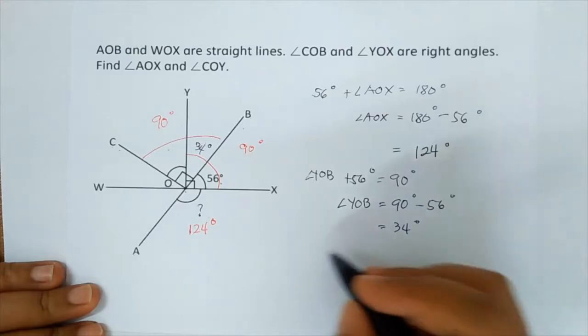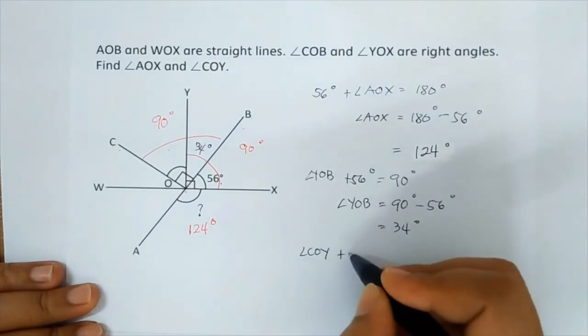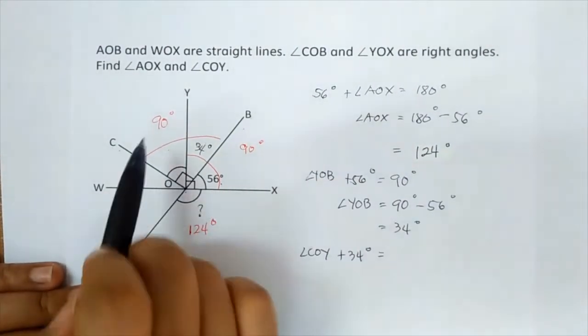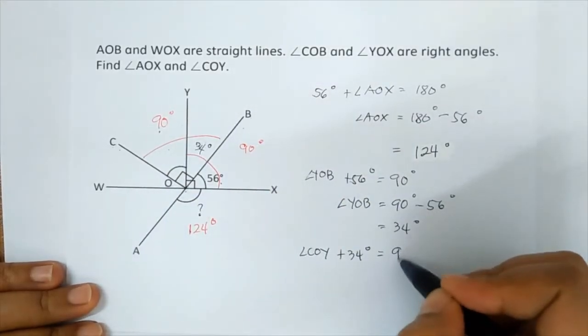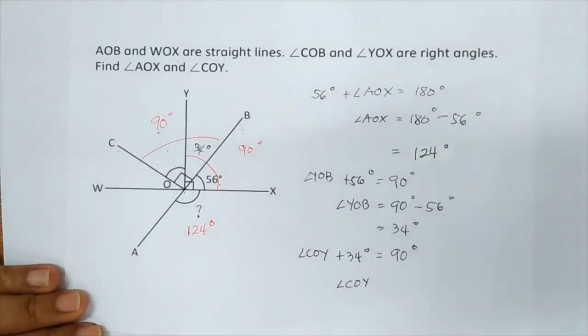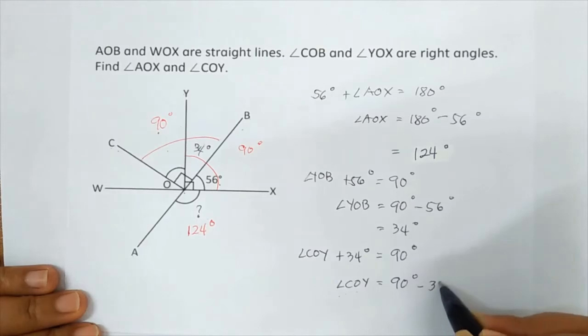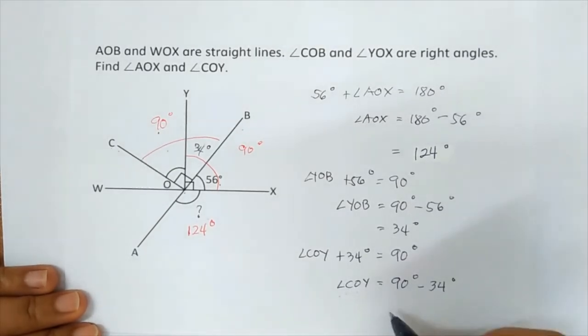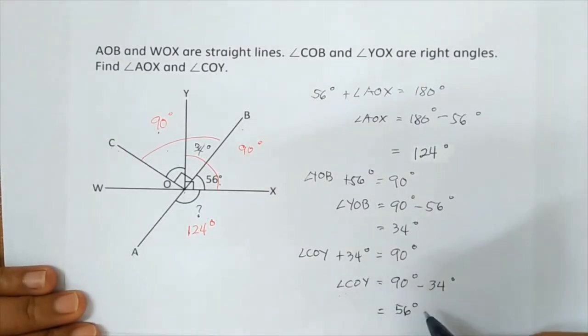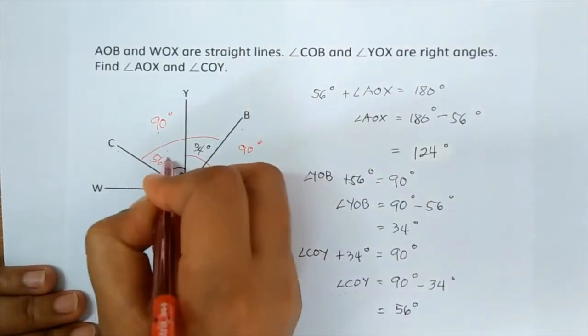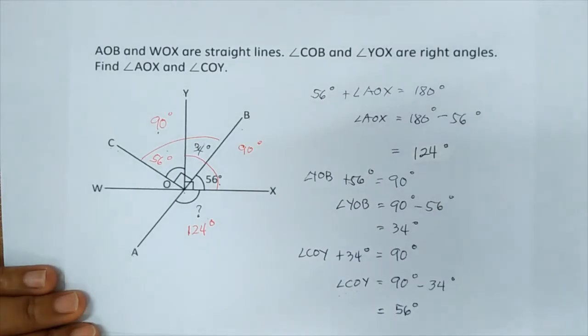Very good. Angle COY plus 34 degrees is equal to 90 degrees. Therefore, angle COY equals 90 degrees minus 34 degrees. So if we're going to subtract 90 minus 34, it will be 56 degrees. So angle COY is 56 degrees.